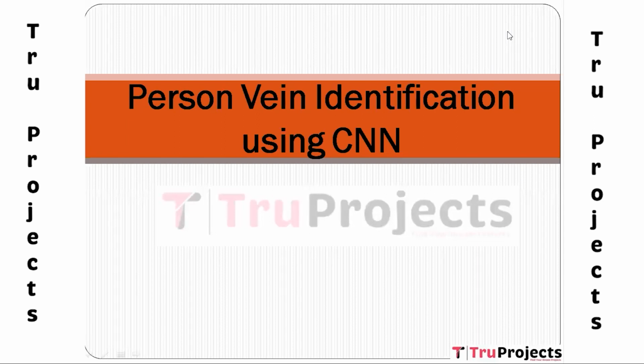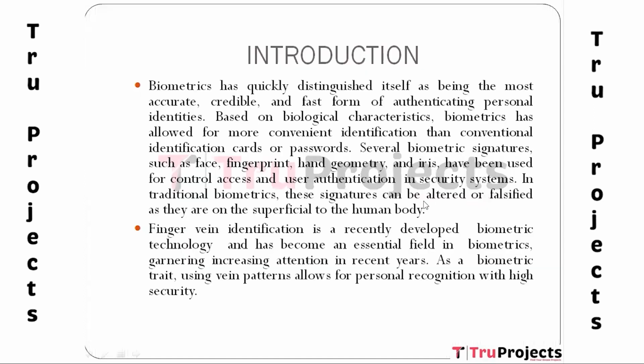In this video, we are going to discuss the project titled Person Vein Identification using CNN. Finger vein identification is a recently developed biometric technology and has become an essential field in biometrics, garnering increasing attention in recent years. As a biometric trait, using vein patterns allows for person recognition with high security.